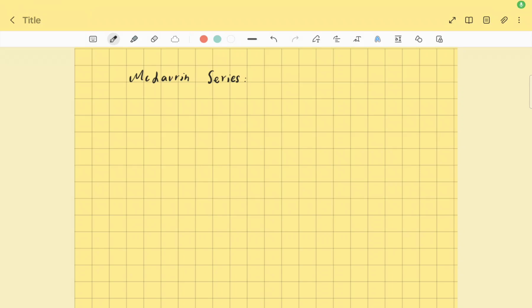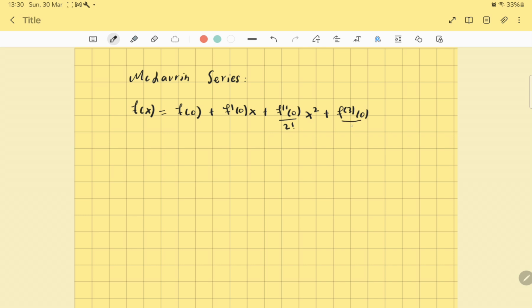In this video, the topic to be discussed is Maclaurin series. And what does Maclaurin series say? That when we have a function f of x, this can be written in series form as f of 0 plus f prime of 0 x, plus the second derivative of the function evaluated at 0 divided by 2 factorial x squared, plus the third derivative of the function evaluated at 0 over 3 factorial x cubed, plus higher order terms.